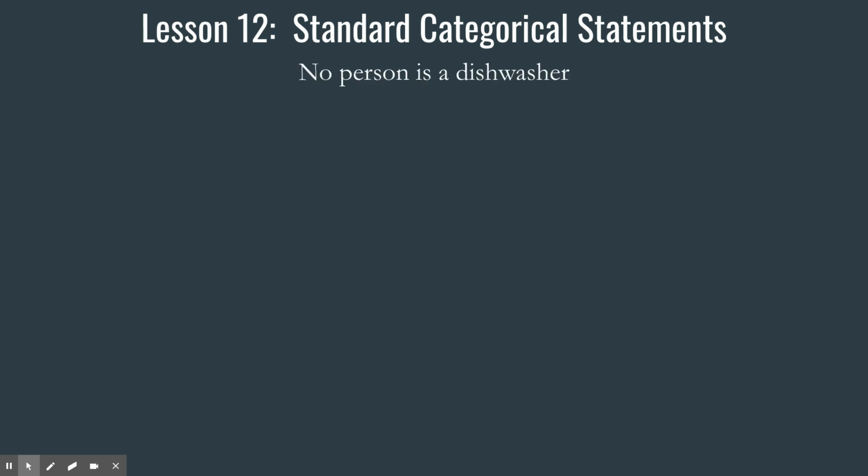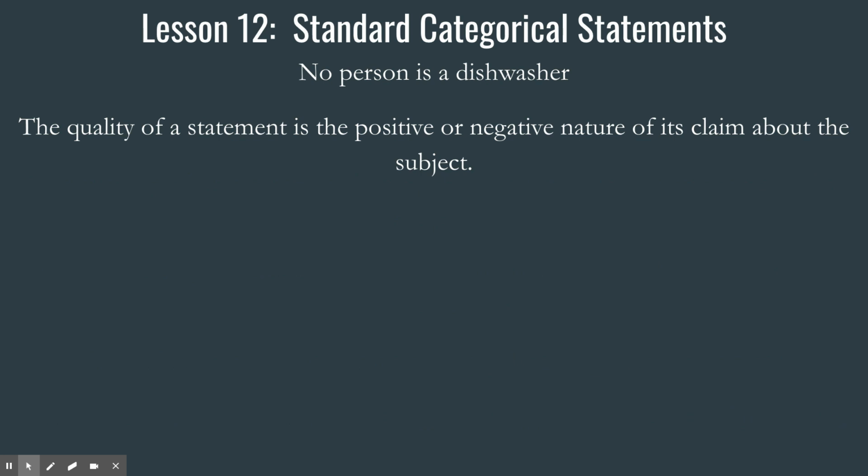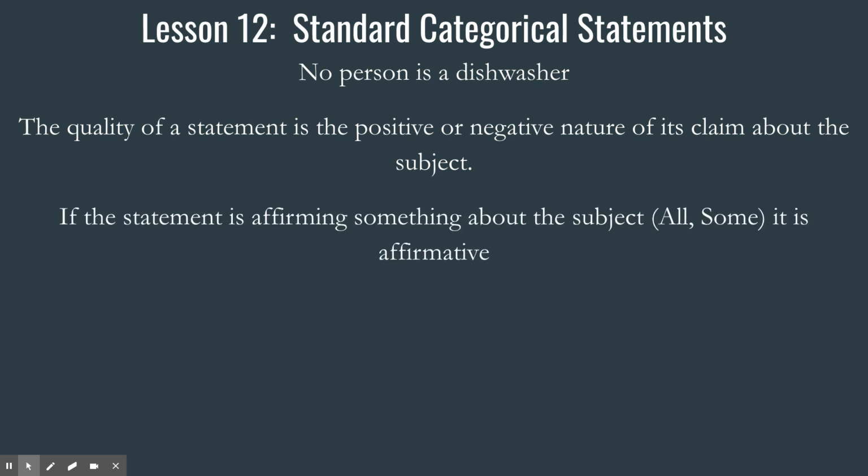All right, next we need to talk about quality. The quality of a statement is the positive or negative nature of its claim about the subject. Okay, quantity is how much of the subject am I talking about. Quality is am I making a positive or a negative claim. Now, I don't mean like nice or mean. By positive, I mean affirming something, all or some.